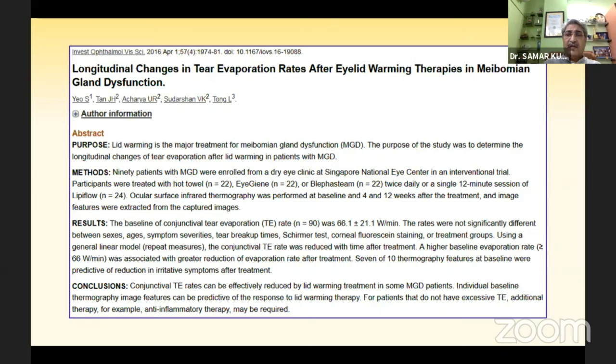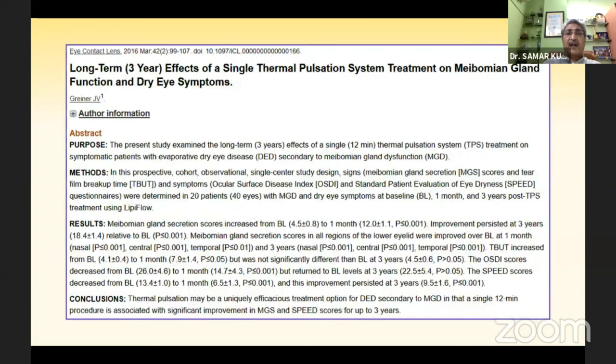There are few studies available; only one long-term study is available, and it says the effect of a single thermal pulsation lasts up to 3 years. But the company people used to say that it will last for 1 year, so the patient might require the same treatment after 1 year.